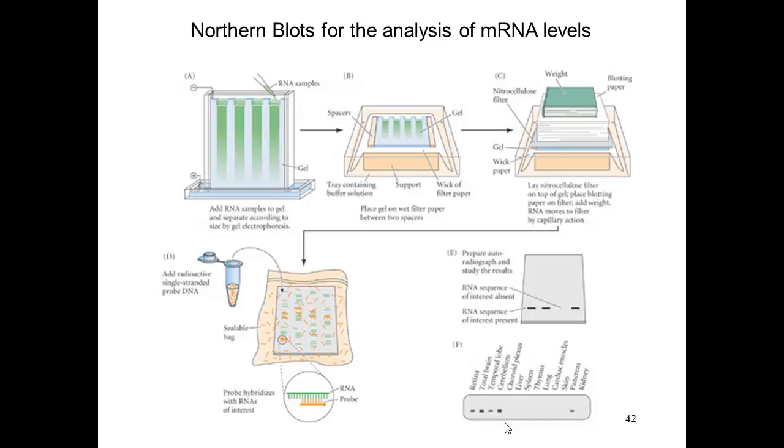A type of experiment that is frequently done is, in different lanes, we run RNA from different tissues, and we can see whether the RNA is present or not, or by using intensities we can get ideas about relative amounts of expression.